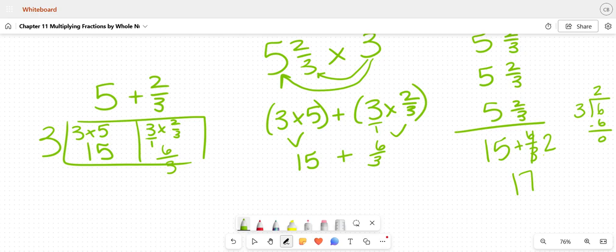So again, we're right here at this step where we were with our repeated addition. We're going to convert that, which we did right here. So we're just going to kind of cheat and take those numbers and replace 6/3 with 2, because those are equal to one another. And we get 17.